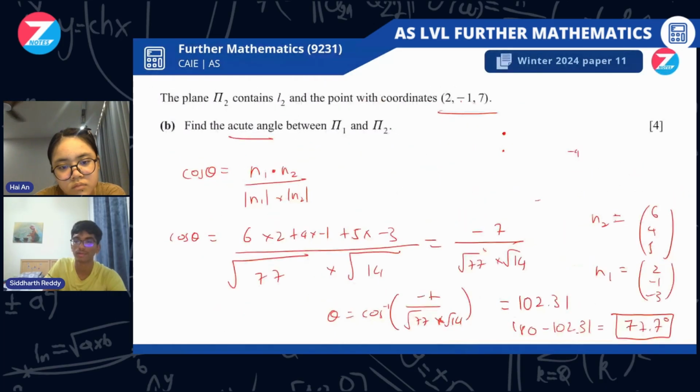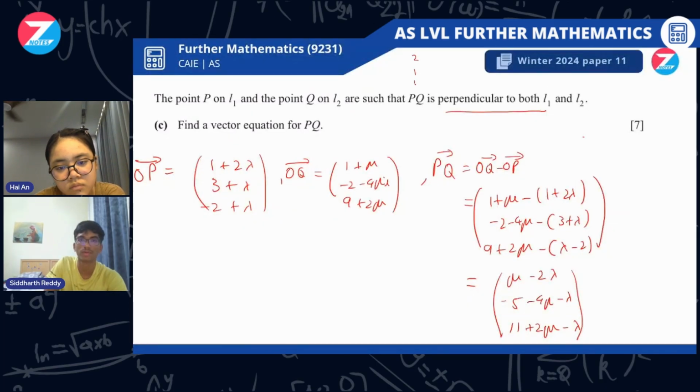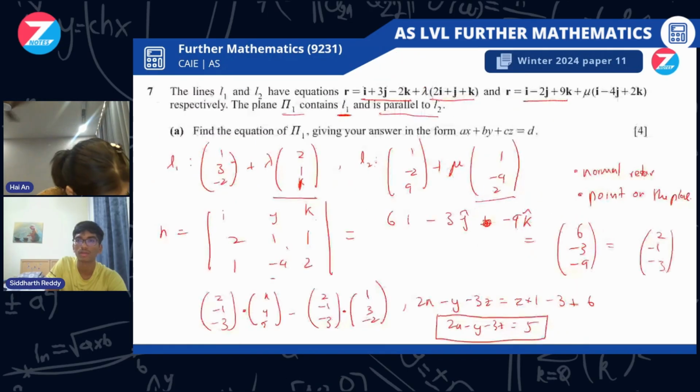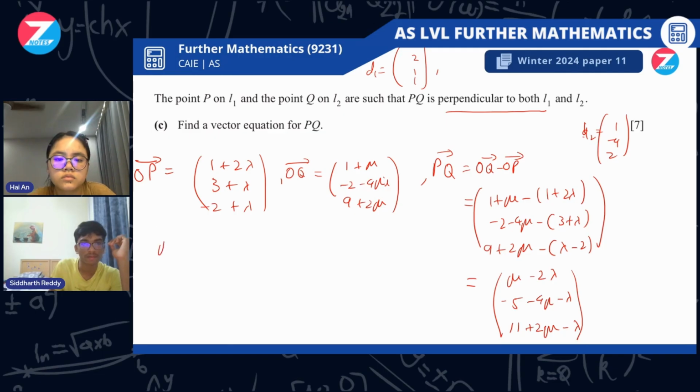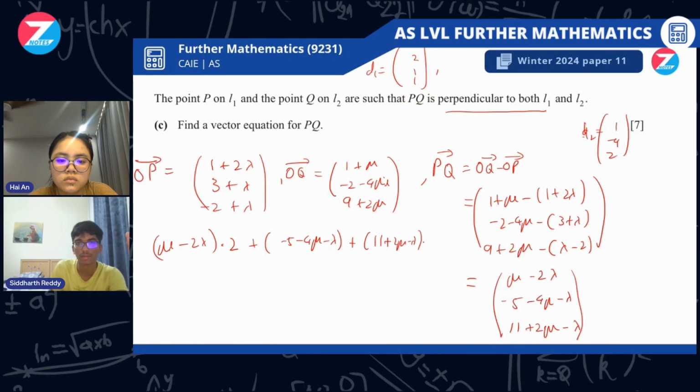So 2, 1, 1 is the direction vector of L1, and 1, minus 4, 2 is the direction vector of L2. Okay, I can't write there. So let's do this. Mu minus 2 lambda times 2, plus 1 times minus 5 minus 4 mu minus lambda, plus 1 times 11 plus 2 mu minus lambda is equal to 0.